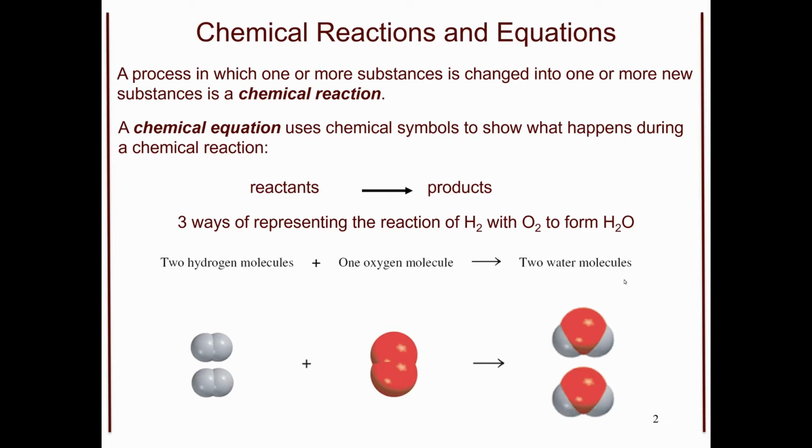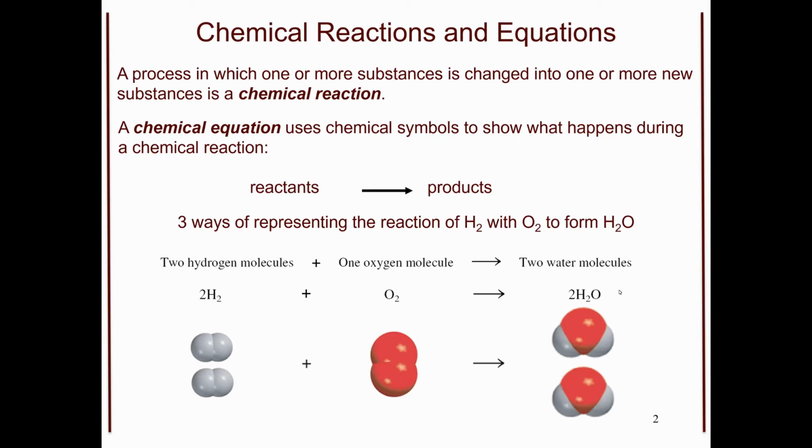Two hydrogen molecules plus one oxygen molecule gives us two water molecules. This is great, but we live in a Twitter world, and this is getting really close to our number of characters. So we want to be able to write it much quicker than this. This is what we should do and use our chemical formula. So now you can see that I have two H2s plus O2 yields two H2Os.